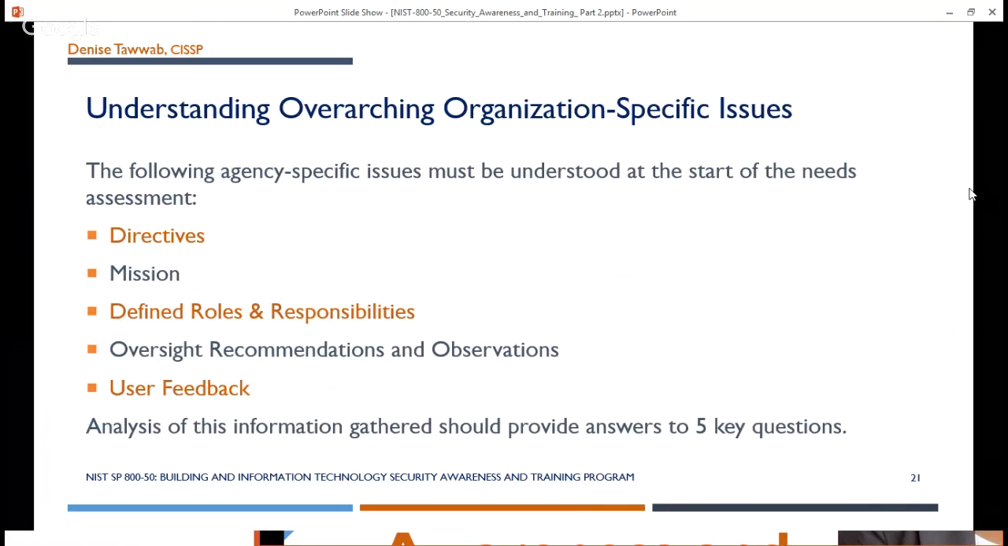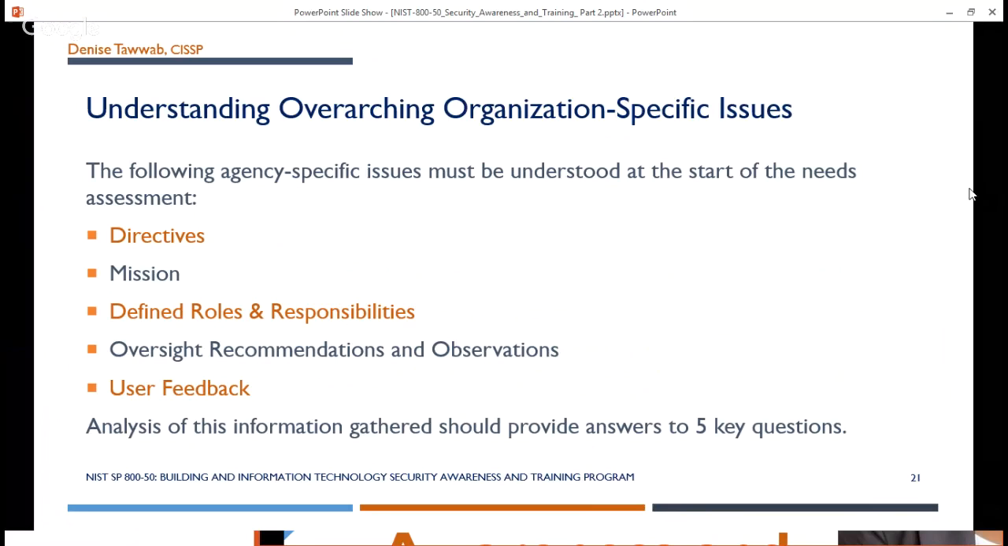Understanding overarching organization-specific issues. Does that not sound like federal government speak? That's straight out of NIST Special Publication 850. Let me say that again. Understanding overarching organization-specific issues. The following agency-specific issues must be understood at the start of the needs assessment. You want to know about directives, mission, defined roles and responsibilities, any oversight recommendations and observations, and user feedback.